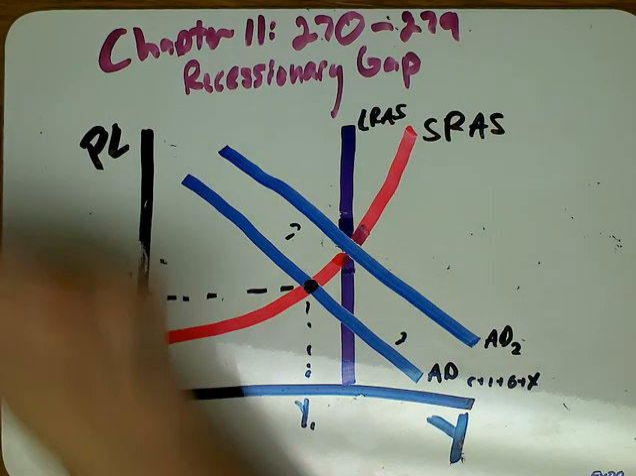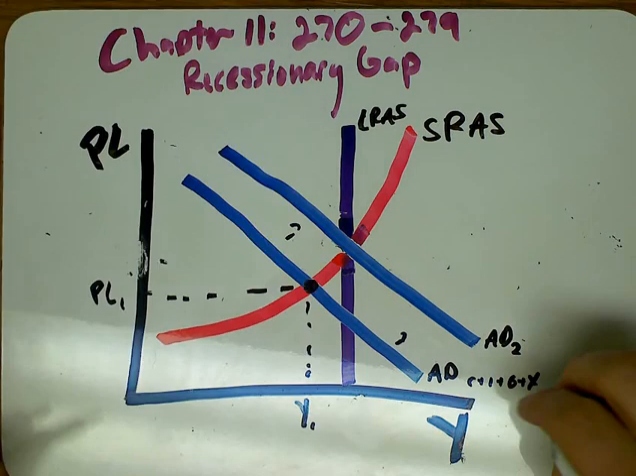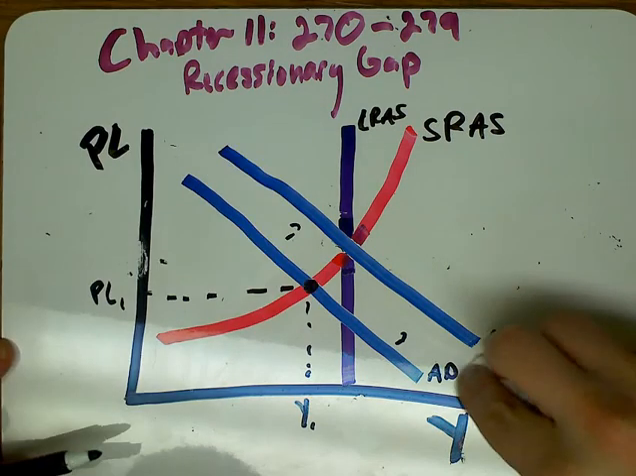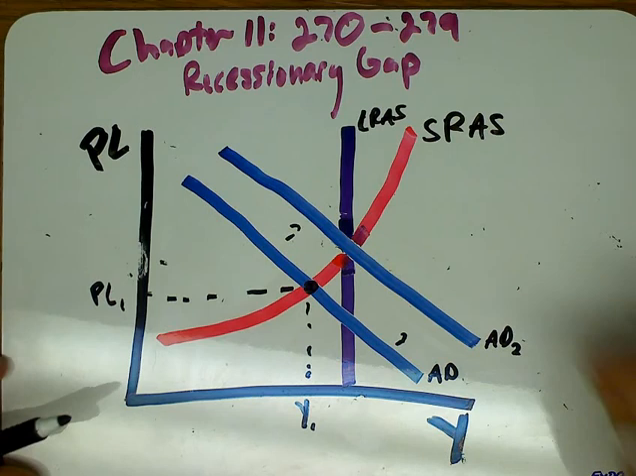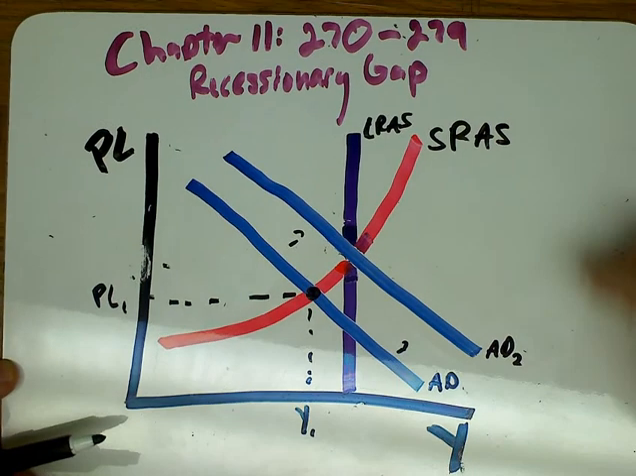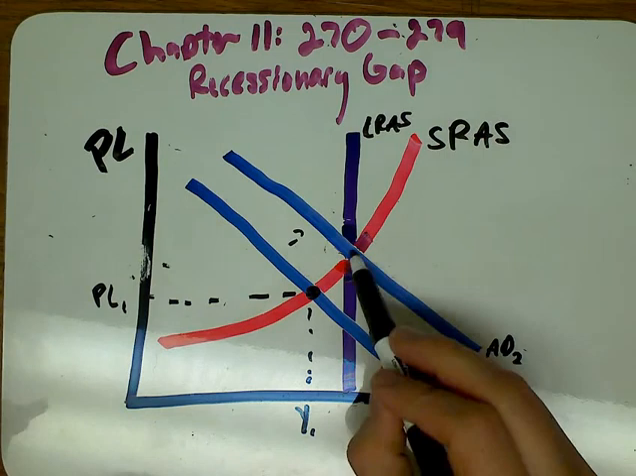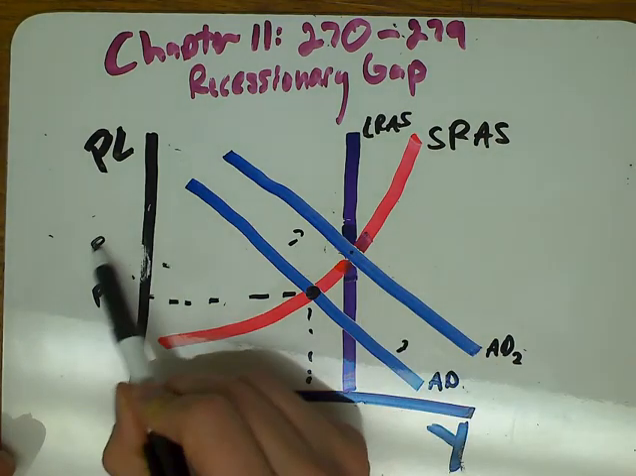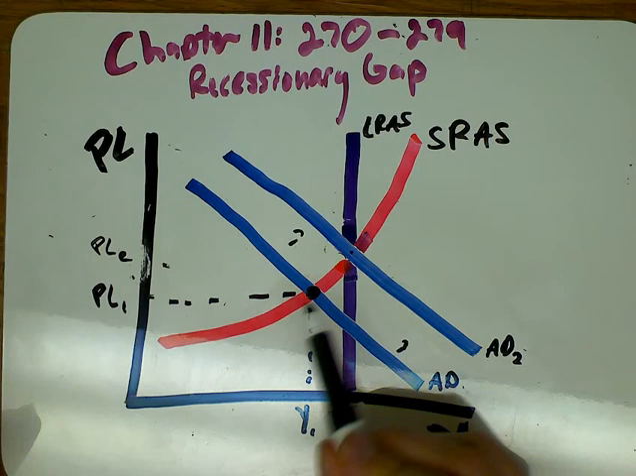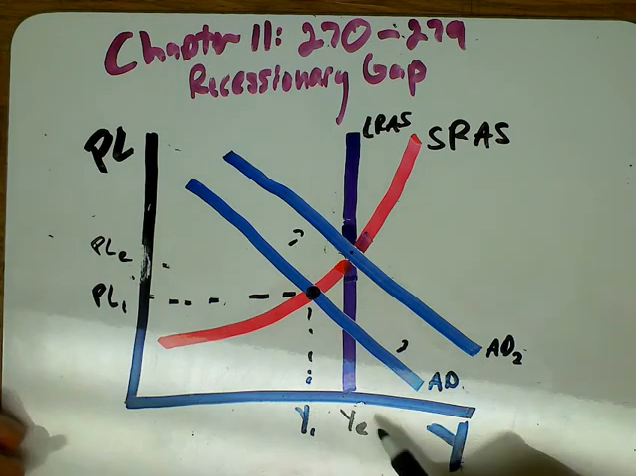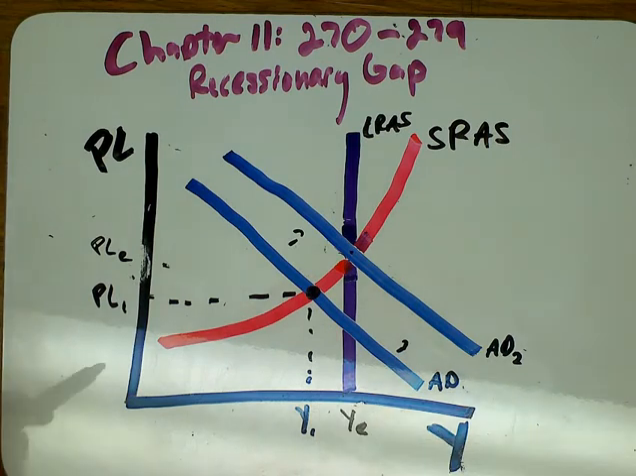And AD2, or aggregate demand 2, represents our new aggregate demand curve after we've increased government spending, let's say. That government spending is very nice. It's caused our economy to move to a point of equilibrium, and we have PLE, or the equilibrium price level, and we have the equilibrium level of output. And that's really nice. That's really great.